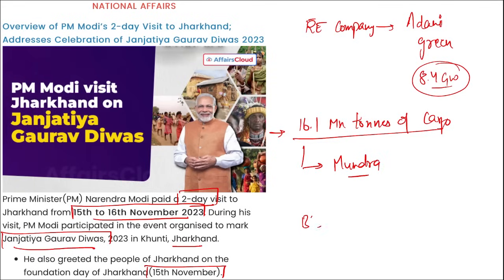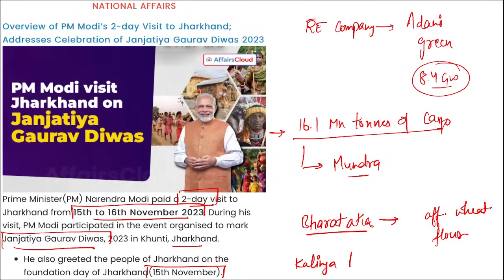Then Bharat Atta. This is an initiative for affordable wheat flour, correct? Then Kalinga Literary Festival, where was this held? This was observed in Bhubaneswar. And remember, which edition of this festival was observed recently? It was the 10th edition of the Kalinga Literary Festival observed in Bhubaneswar.